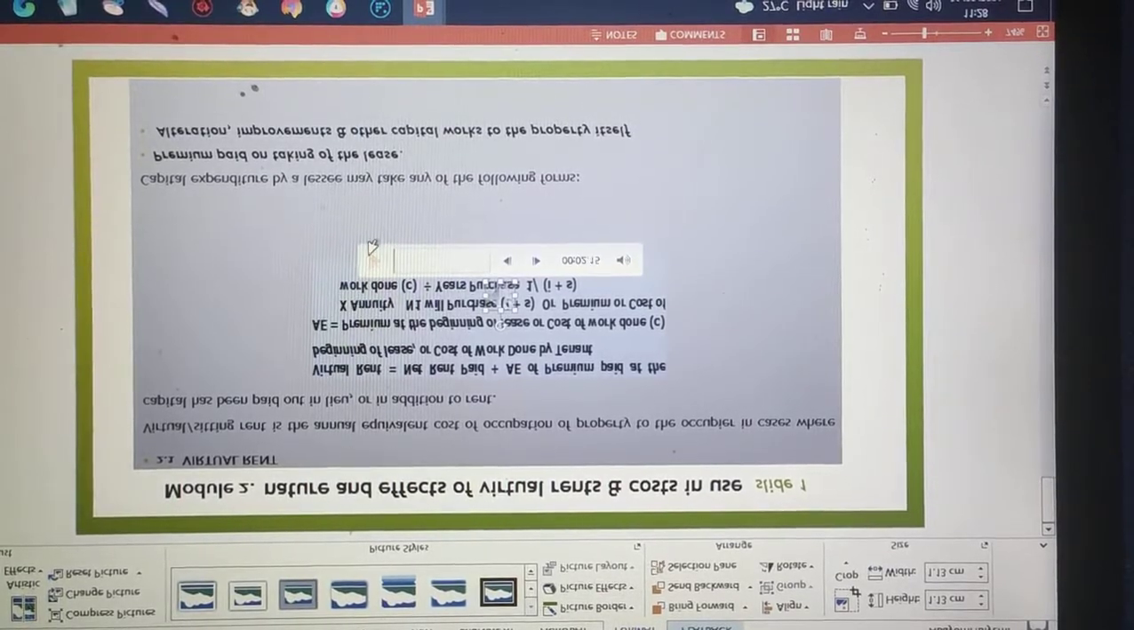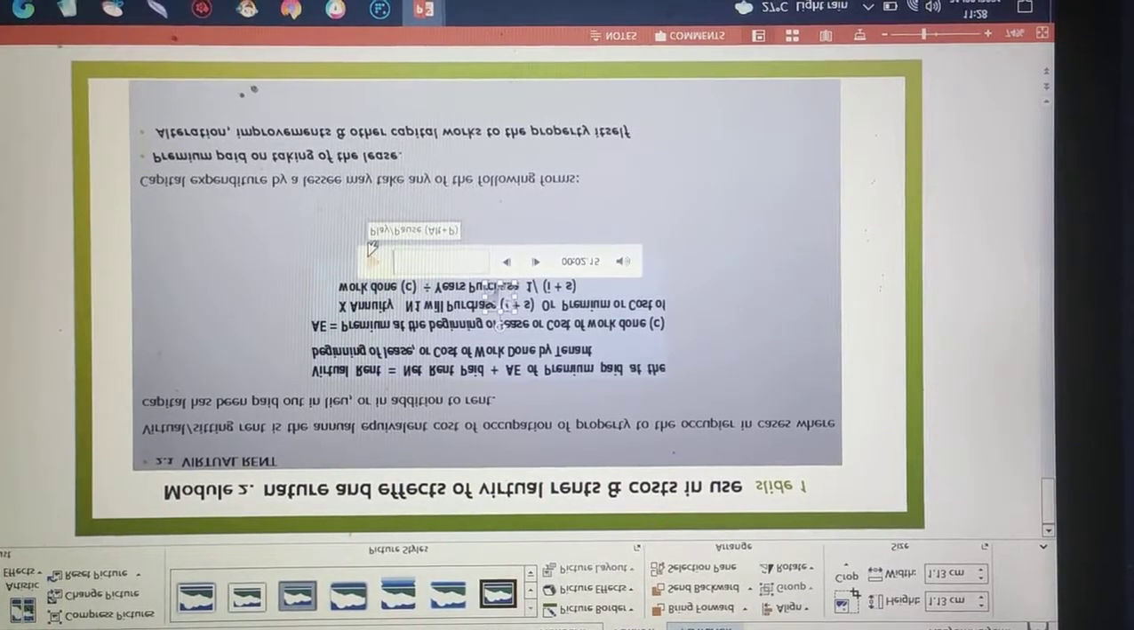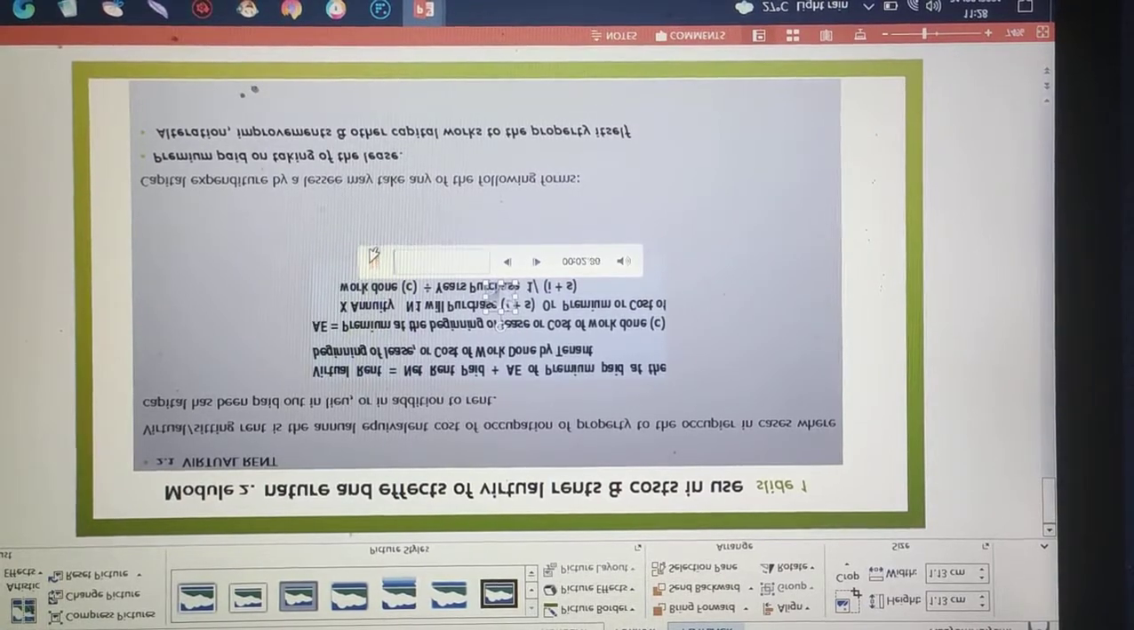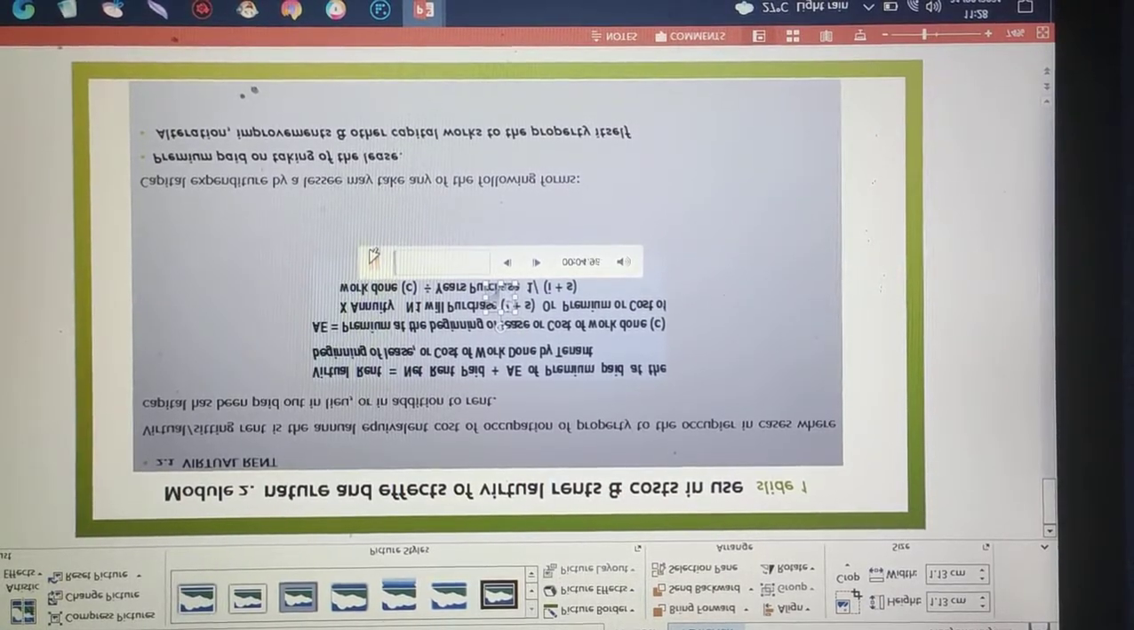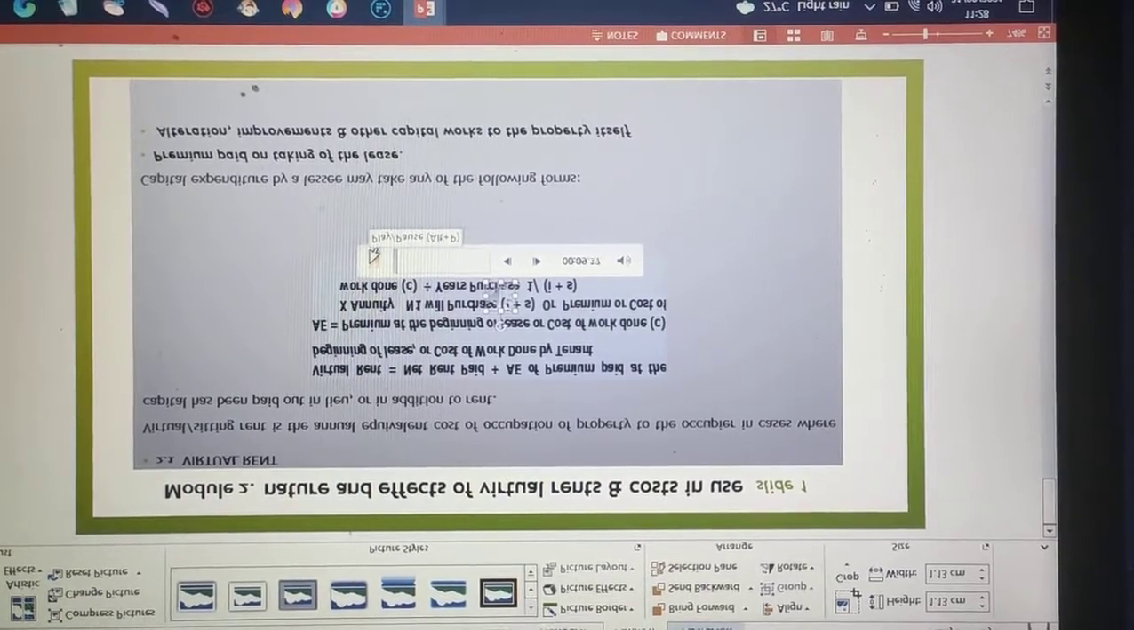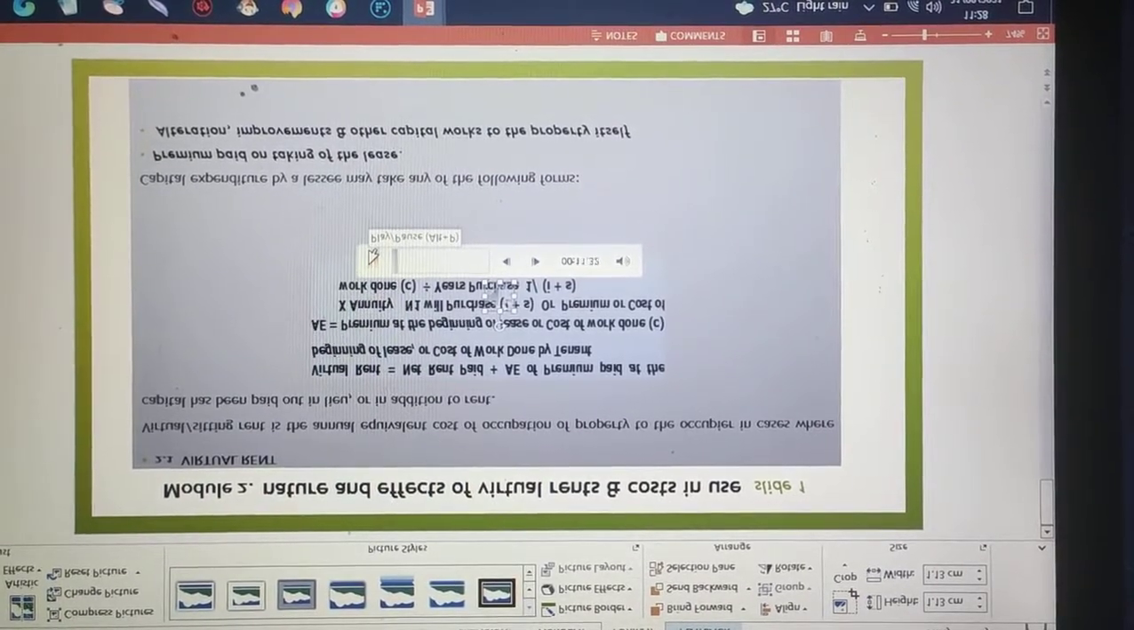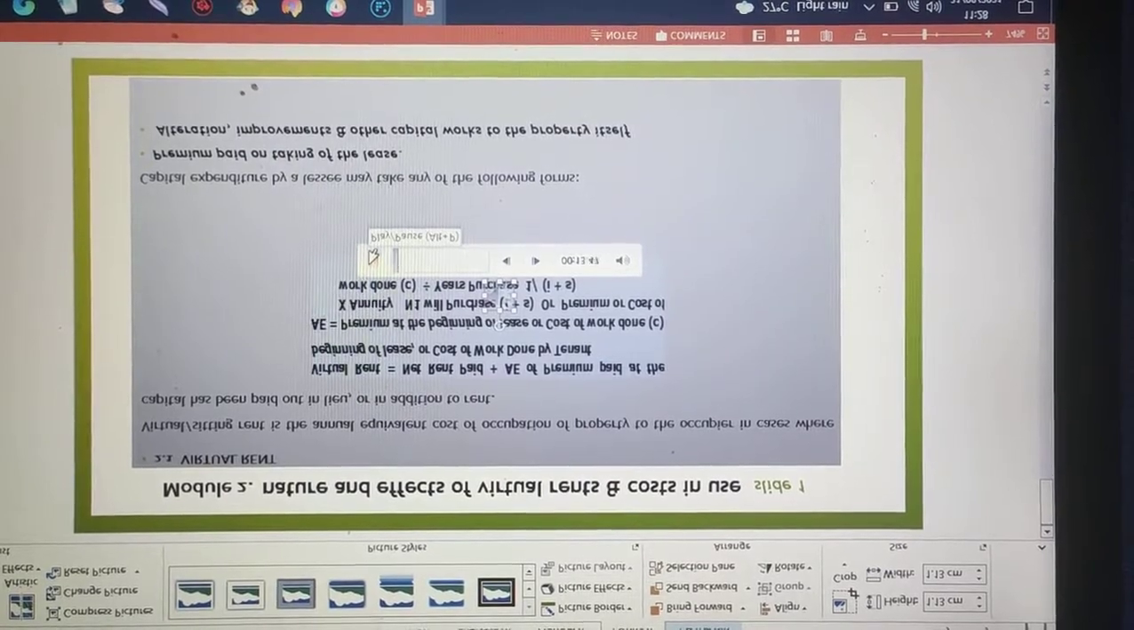Welcome to Module 2. Module 2 treats the nature and effects of virtual rent and costs in use. Now, let's begin with virtual rent.